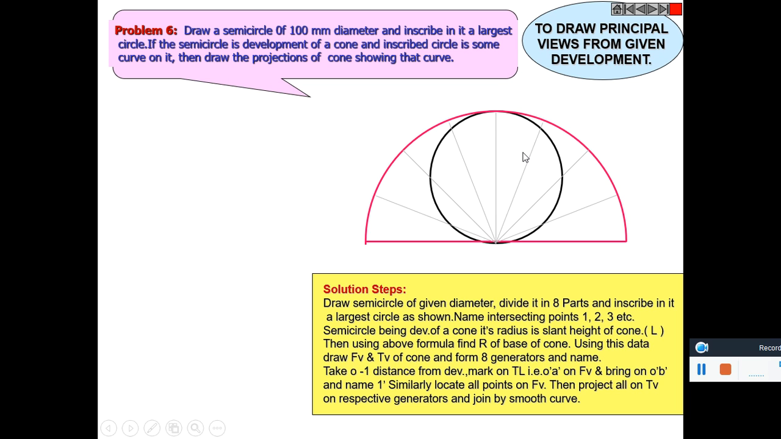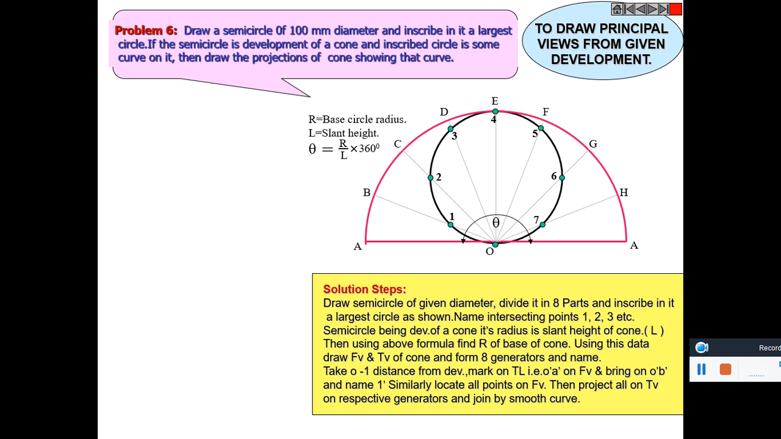For that, consider this as the development of a cone. So this is divided into 8 equal parts. The points are noted as 1, 2, 3, 4, 5, 6, 7. Measure theta. Being a semicircle, theta is equal to 180 degree. Theta is R by L into 360 degree.